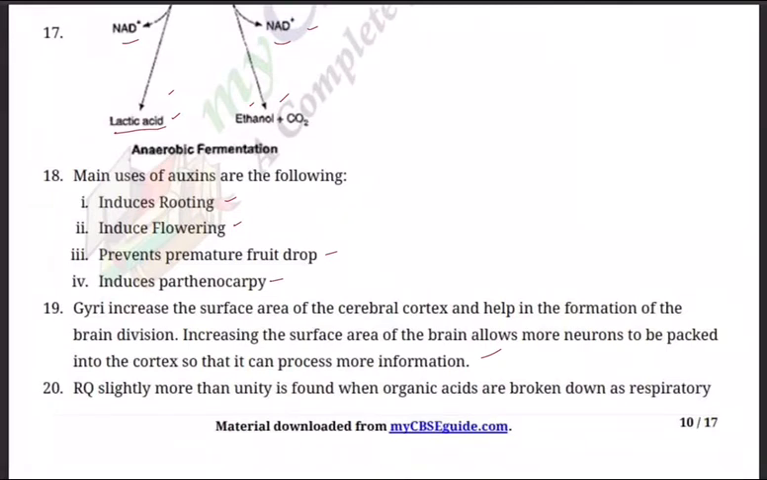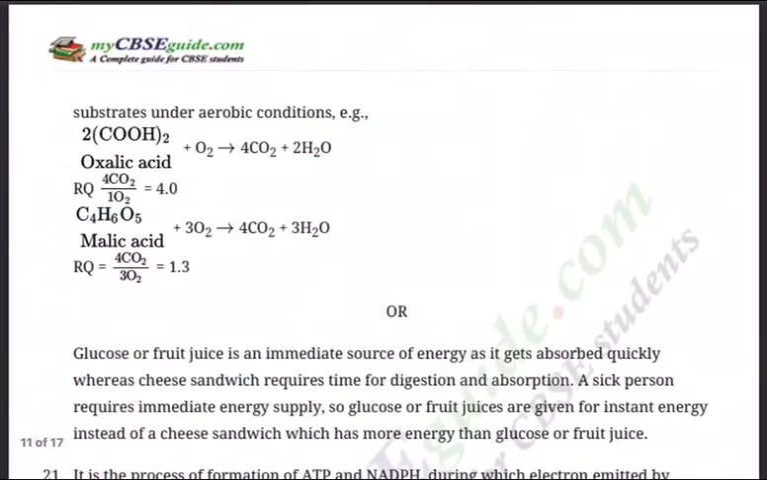Question 20. Respiratory quotient slightly more than 1 is found when organic acids are broken down as respiratory substrates under aerobic conditions, like 2 COOH, the COOH functional group twice, plus O2 giving rise to 4 CO2 plus 2 H2O. Now how do you calculate RQ? It is the number of carbon dioxide molecules divided by the number of oxygen molecules.